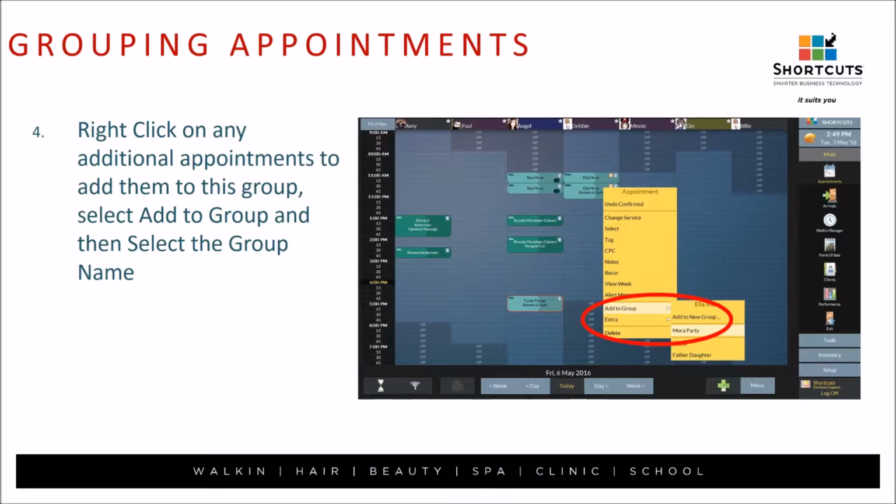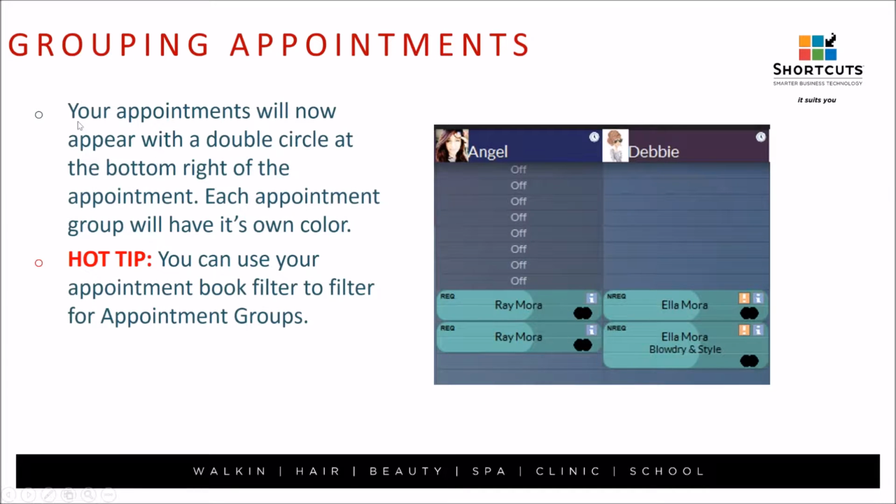Now to add anyone else to her group, you do similar steps. You would right-click on the appointment, select Add to Group. Now instead of selecting Add to a New Group, you would add Ella to the Maura Party group. So your appointments will now appear with a double circle at the bottom right of the appointment.